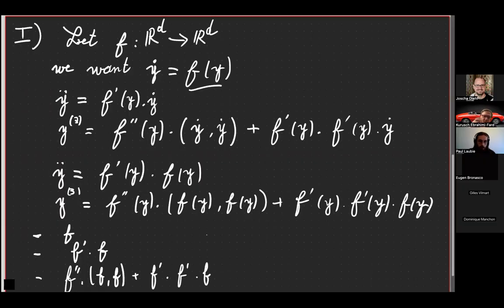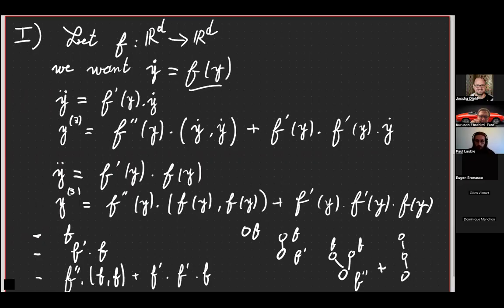And now we can write this as rooted trees. Here I have a tree with only one vertex, and this vertex is f. Here I have f prime, and I apply it on f. And here I have the formal sum of two trees. The first one is this one, where the leaves are some f's, and since I have two children, it is f second. Plus, here I have f prime, f prime.